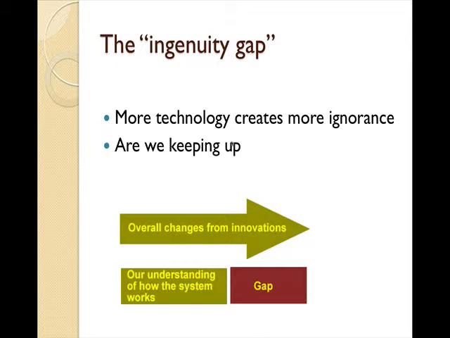So when there's a situation you don't totally understand, that's the level of ignorance. And the question is, are we keeping up? Are we changing the environment and contributing to more ignorance faster than we're learning about it? And this ingenuity gap requires that we really think about the full picture before we move ahead. Just trying to solve something may cause more uncertainty than if we just thought about some other more holistic solutions.